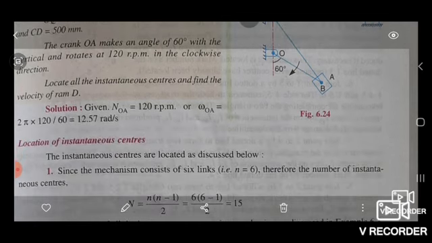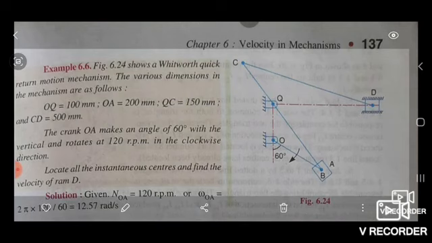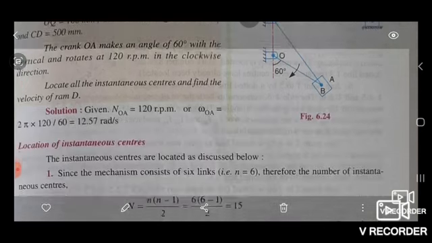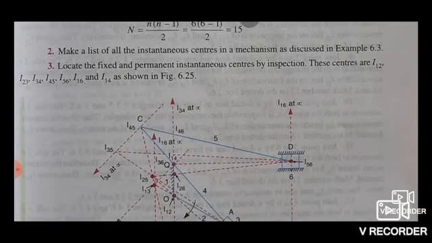The data given: N OA equal to 120 rpm, omega OA equal to 2 pi N by 60, that is 12.57 radian per second. Now, location of instantaneous centers. See the mechanism. It consists of 6 links, small n equal to 6: 1, 2, 3, 4, 5, 6. Therefore, the number of instantaneous centers, capital N, equals n into n minus 1 by 2, which is 15.